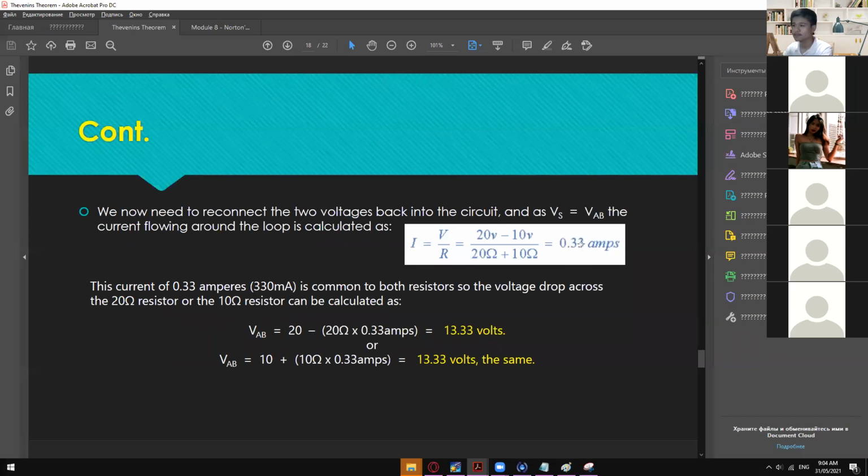From here you can now solve for the VAB. Our VAB could be on the left side or right side, so any of those two will do. It will give you the same result. So it will give us 13.33 volts and then 13.33 volts. This is just a different method, another method.